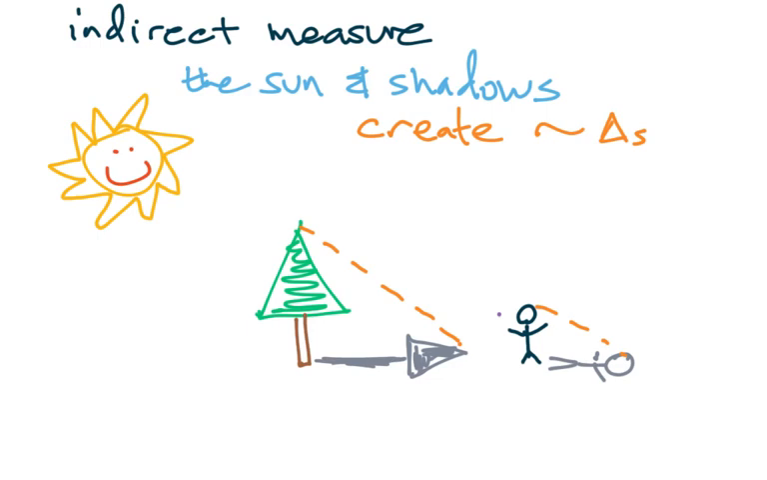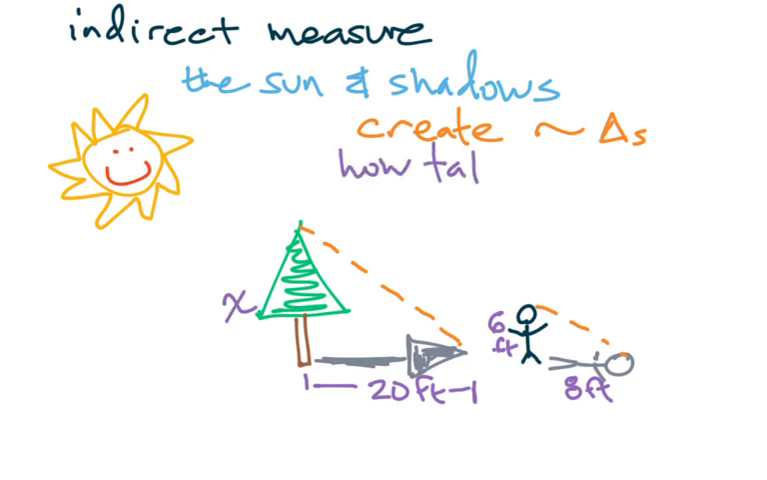So if I was to label certain things, let's say this human is 6 feet. Let's say that human shadow is 8 feet. We are able to measure the shadow on the ground easier than measuring the tree. So let's say I find out that the shadow on the ground is 20 feet. And the question is, how tall is this tree? So I'm going to mark it with an X. I'm going to write the question, how tall is the tree?